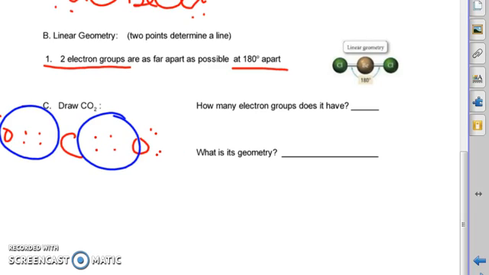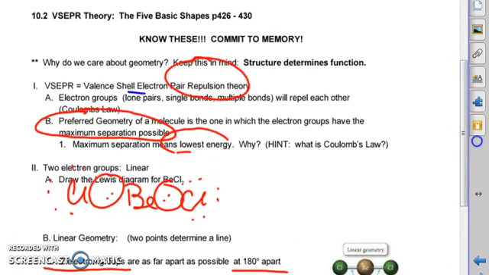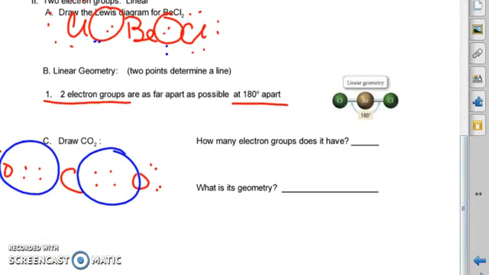An electron group is either a lone pair, a single bond, or multiple bonds. Here we have the single bonds. That's an electron group, this electron group. Here I have multiple bonds in carbon dioxide. And so this is still an electron group, and this is still an electron group.